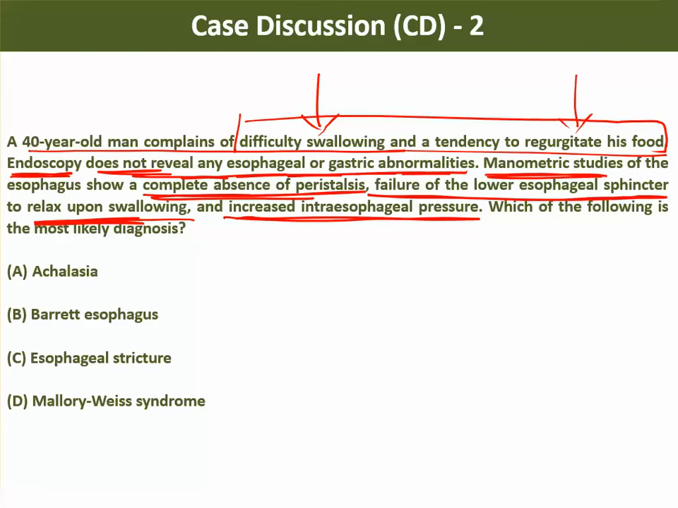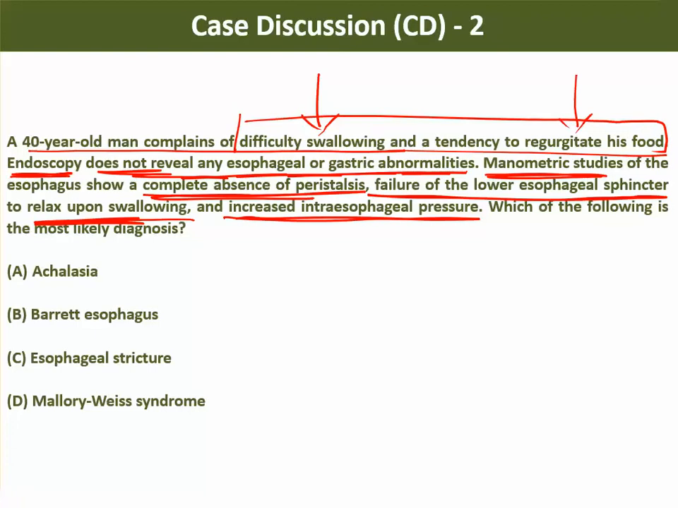Now, endoscopy doesn't show any changes, which means forget about all the morphological diseases of the esophagus. Then they told about manometric studies. Whenever they talk about manometric studies, ECG, electroencephalogram, electrocardiogram, electromyogram, these are the things that tell about the functions of the organ.